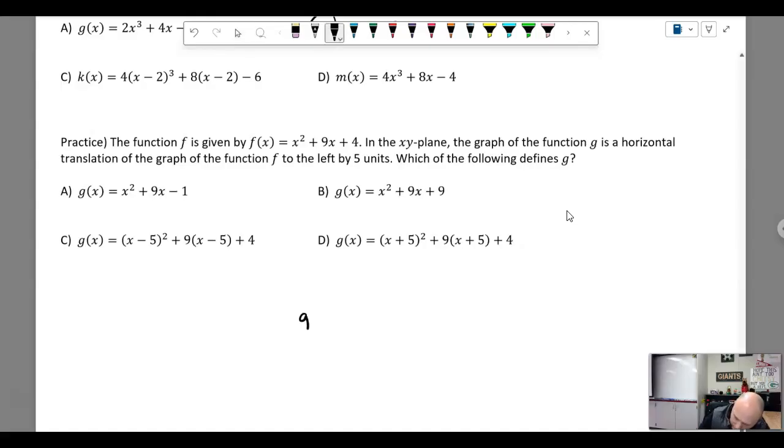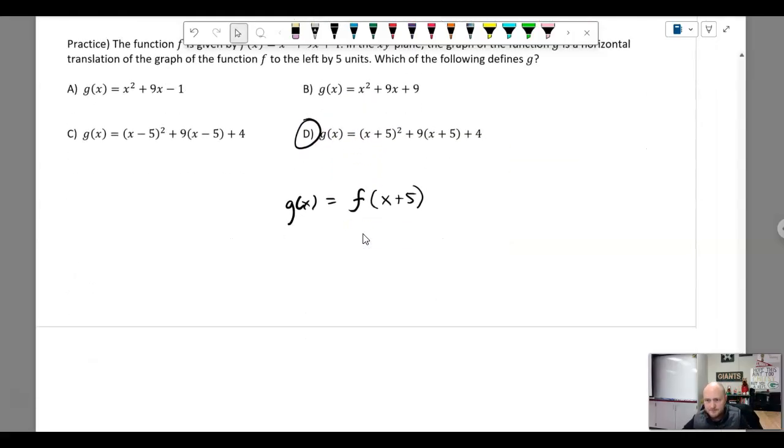Okay, hopefully for your new function, you took f of x, and if you're going left 5, you would expect to see x plus 5 in your function. And here they don't multiply everything out, which is kind of nice. Answer is going to be D on that one. Not too shabby.